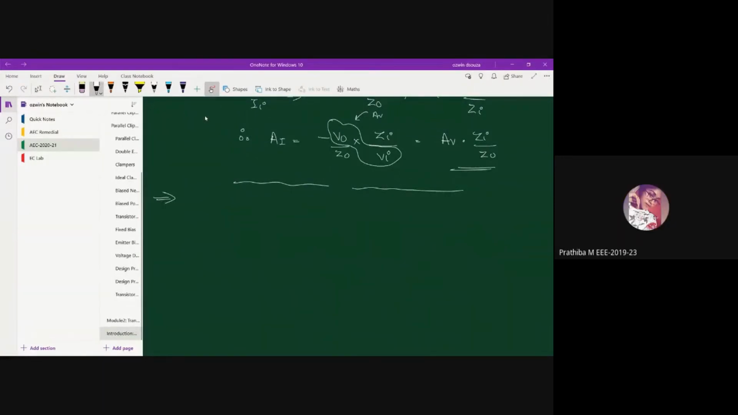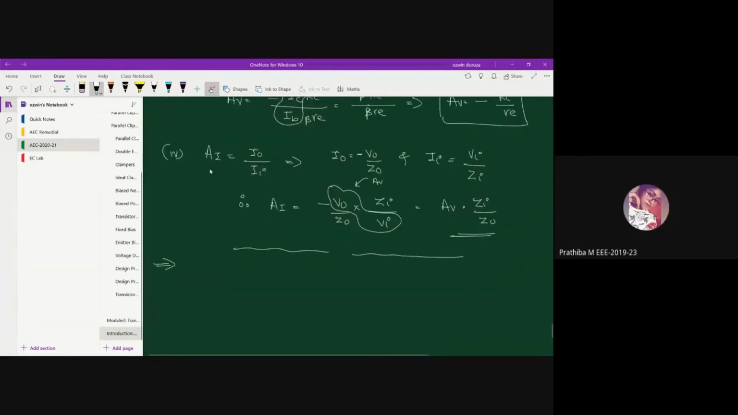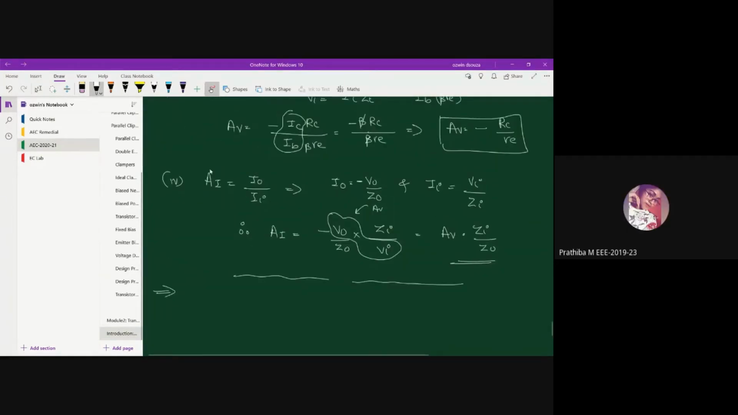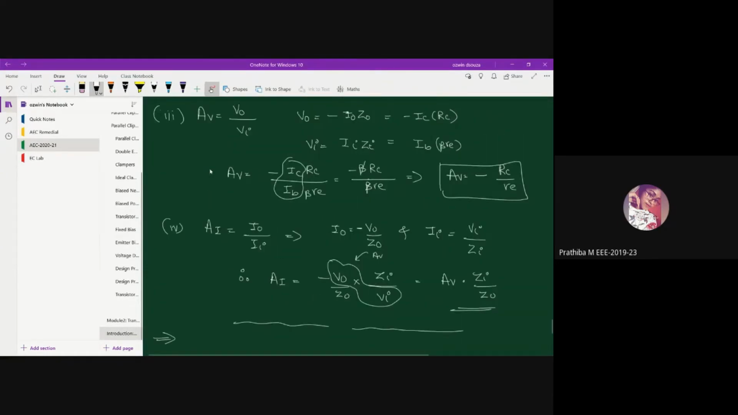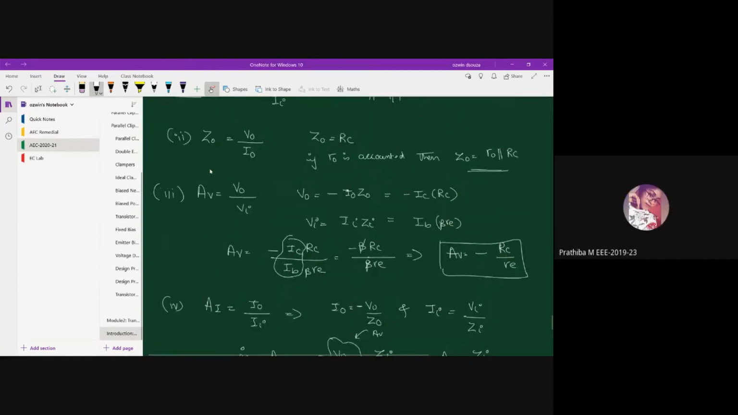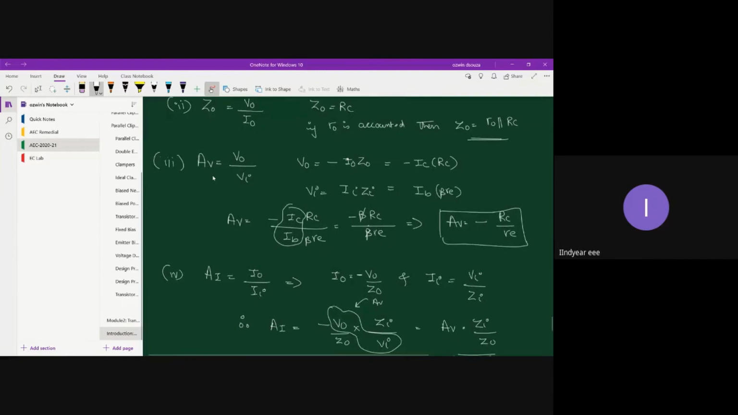Excuse me, sir. Yeah, tell me. Sir, Zi is R1 parallel to R2 and that is parallel to beta times Re. But when we are considering AV, that is voltage gain, we are just taking it as beta times Re, sir. Right. You want to know the reason, right? Yes, sir. Yeah, actually, you see, I can take V naught as, let me write it over here.